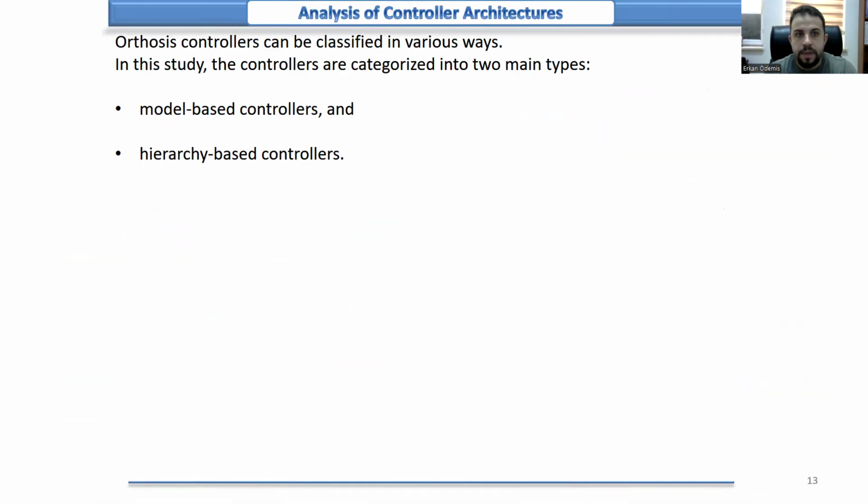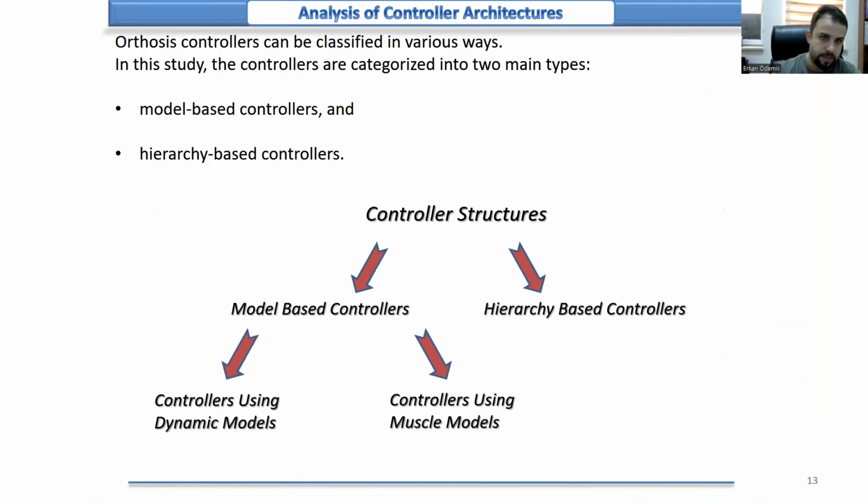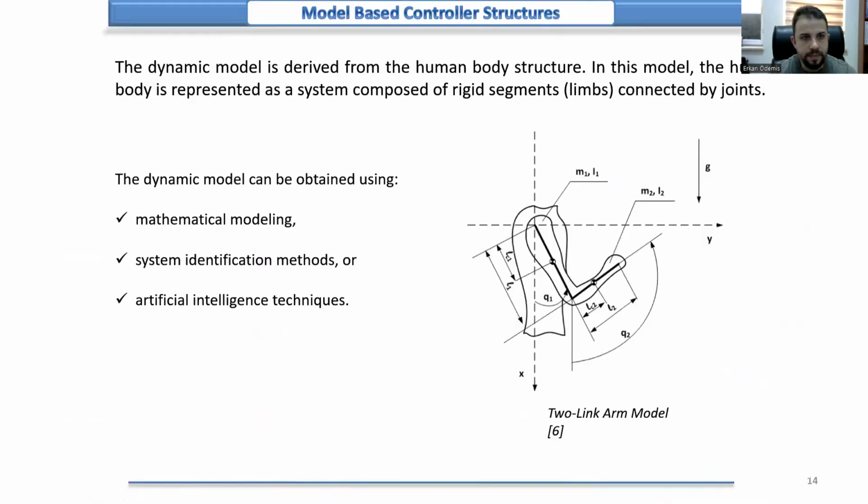Orthosis controllers can be classified in various ways. In this study, the controllers are categorized into two main types: model-based controllers and hierarchy-based controllers. Also, model-based controllers can be divided into two subcategories: the controllers using dynamic models and controllers using muscle models. The dynamic model is derived from the human body structure.